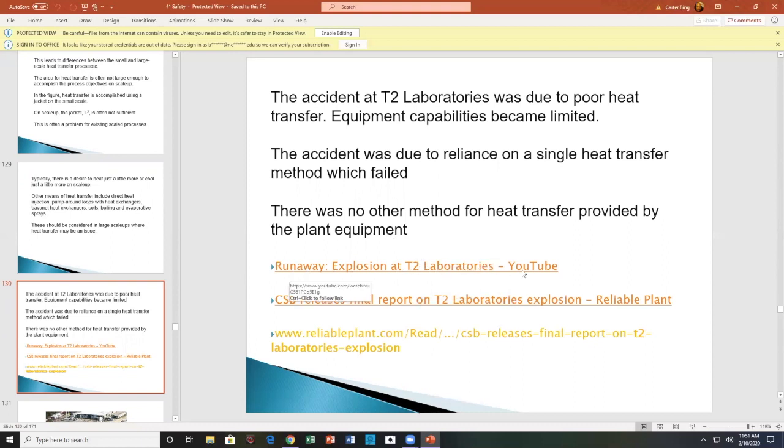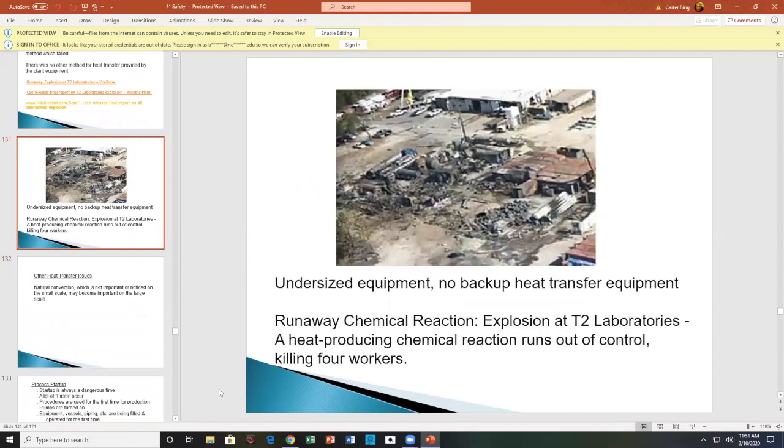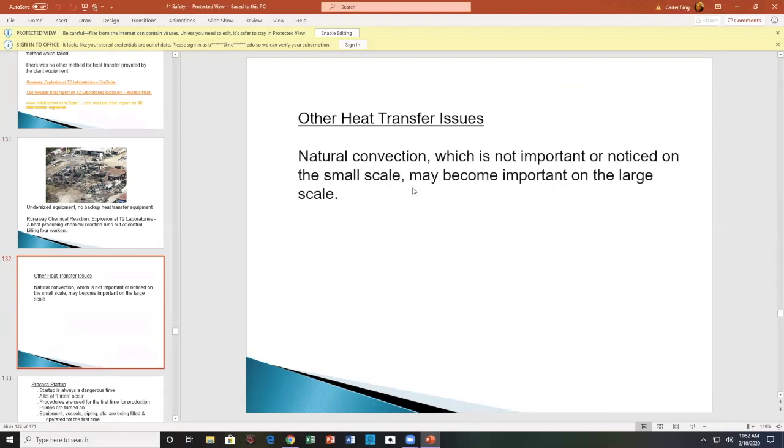We have a runaway explosion on YouTube, plant reliability. Anyway, close out with some pictures here. Undersized equipment, no backup. I guess this is T2, if I'm not mistaken. Explosion of the T-tube, heat-producing chemical reaction out of control. Natural convection, kind of interesting. Natural convection has saved many a person's life, by the way. Natural convection is not usually thought of, but can be important here. It is not noticed or important on the small scale, but may become very important on the large scale. Okay.